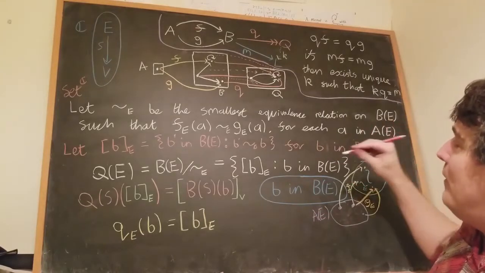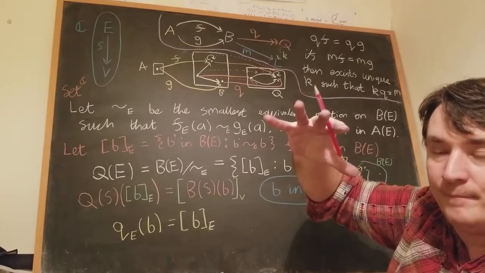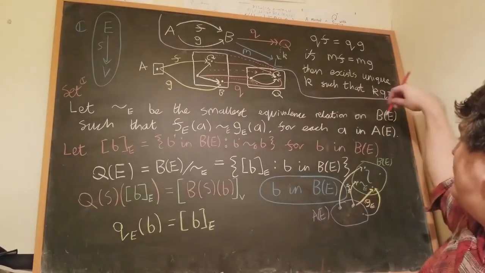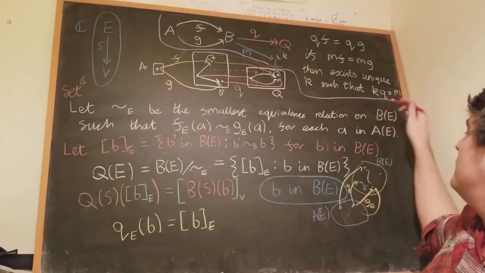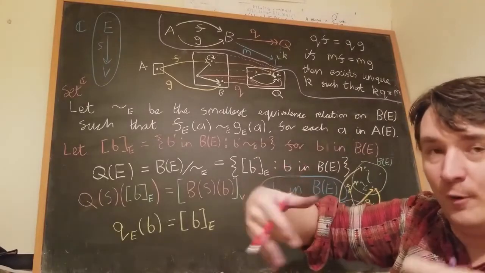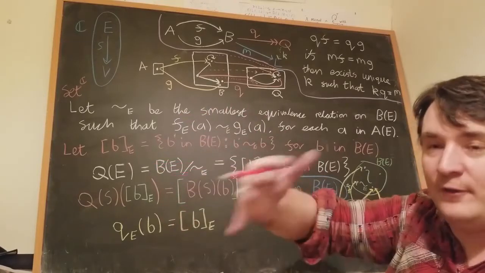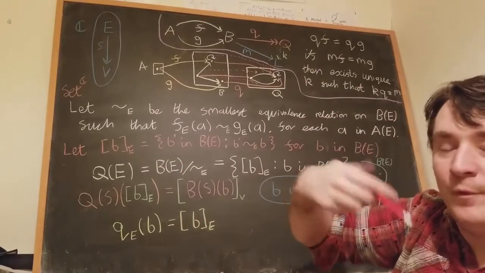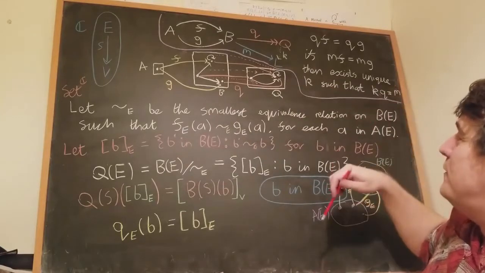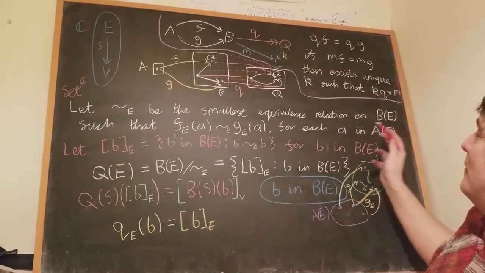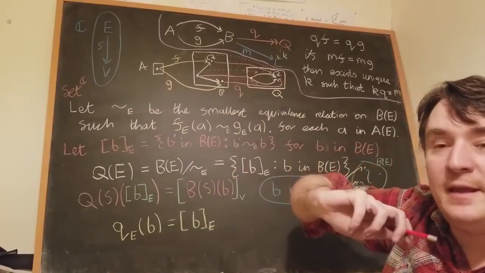Because when we say we want this smallest equivalence relation on B of E, what we're basically saying is that we want to have a sort of relation on B of E. So the technical way to say it is that this tilde E is some equivalence relation on B of E. Formally, it's considered to be a subset of the set of all pairs of elements from B of E, which is reflexive, symmetric and transitive, and then we want the smallest subset such that we have this going on for every element little a of A of E.